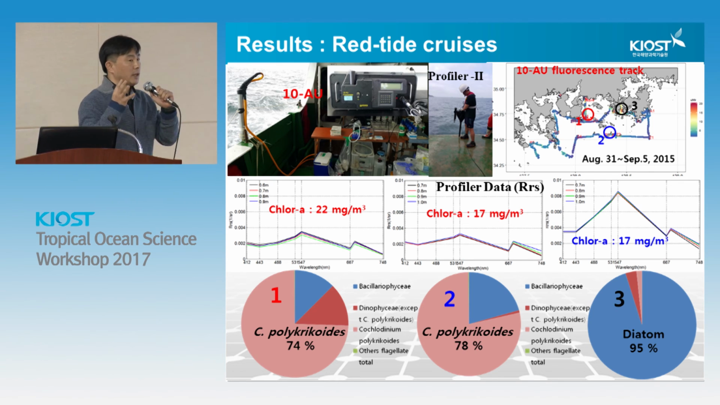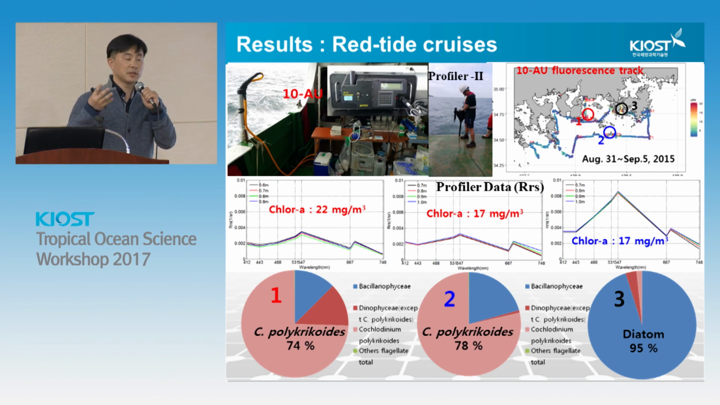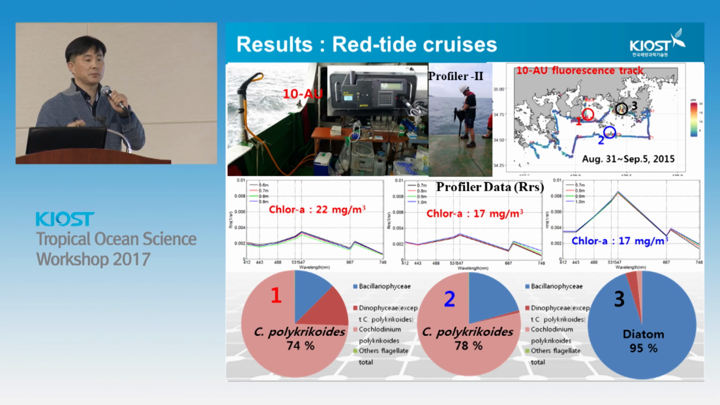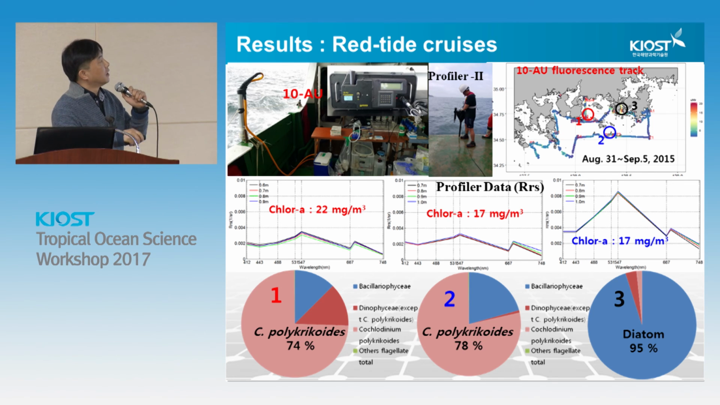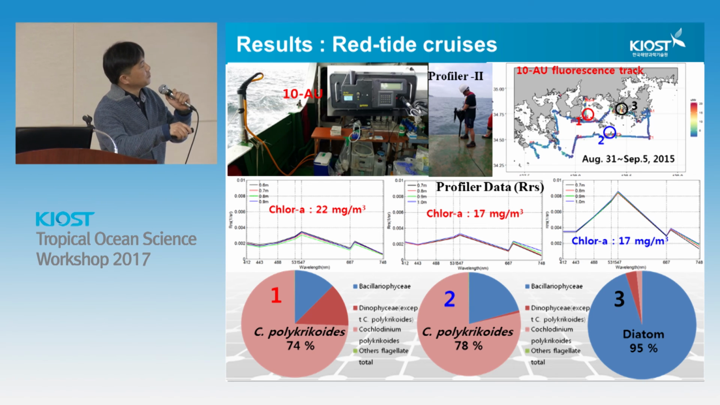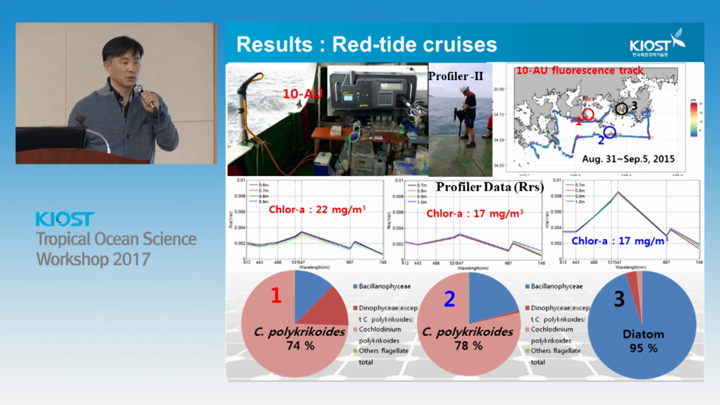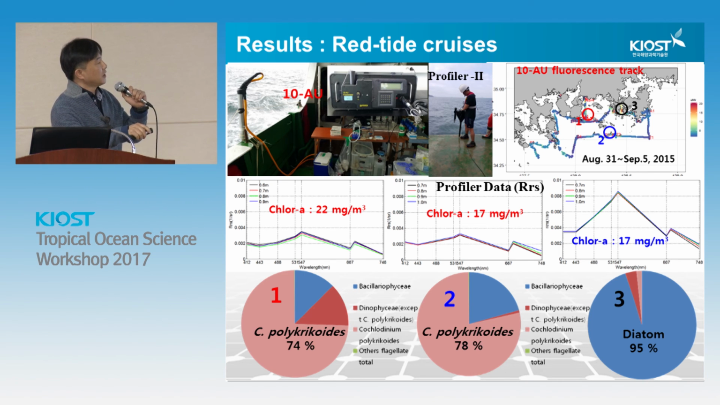While we are doing the survey, when we get a high fluorescence value, we stop the ship and get a water sample. Also we carry out optical measurements. This figure shows the ship track, and the color indicates the fluorescence value. You can see at 1, 2, and 3 we got high fluorescence values.